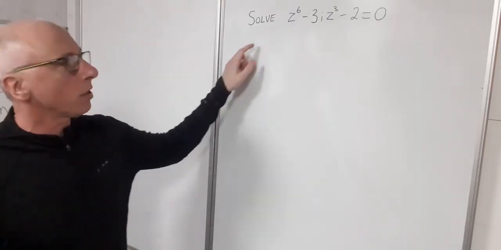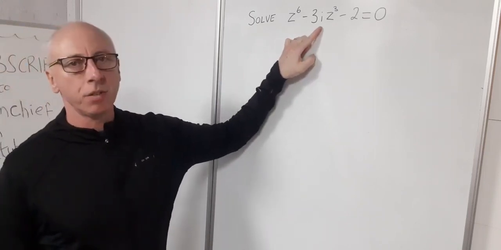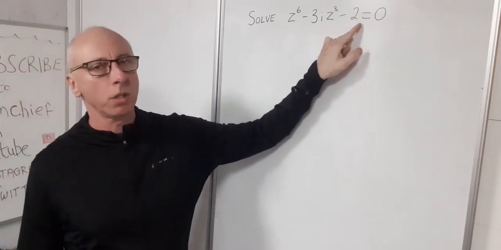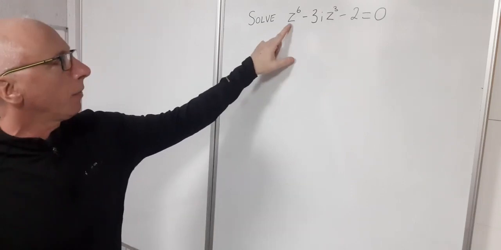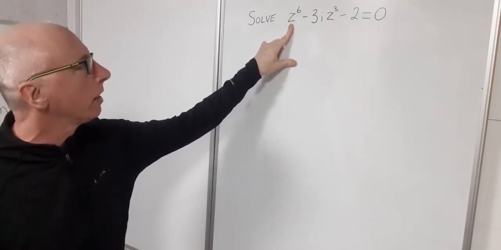So we've got a question here. We need to solve z to the power of 6 minus 3iz cubed minus 2 equals 0. And we need to find the solution for z.